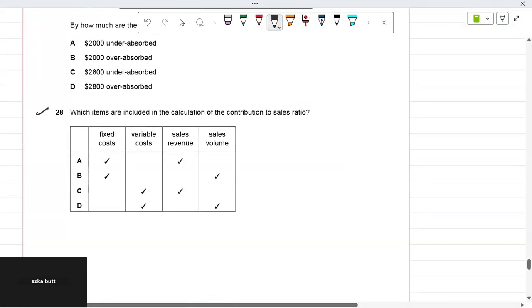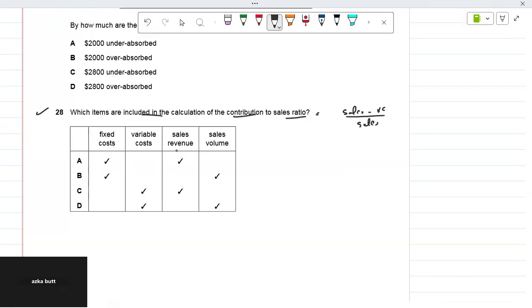Question number 28. Which items are included in the calculation of contributions to sales ratio? So, what is the formula for the contribution to sales ratio? The formula is sales minus variable cost divided by sales. The contribution to sales ratio is calculated using this formula. It essentially compares the contribution margin, meaning sales minus variable cost, to the sales revenue.